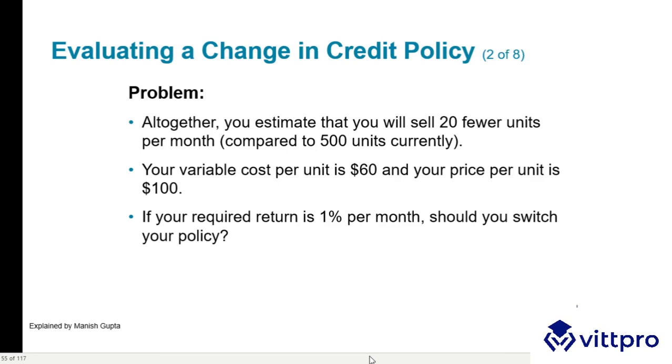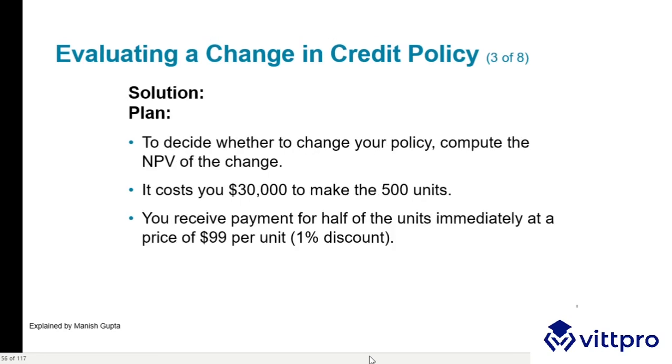So if the variable cost is $60 and the selling price is 100, and your required rate of return is 1% per month, should you switch your policy? So that's the way of evaluating the credit policy. Now let's evaluate it. So the plan is, first you need to calculate the net present value.